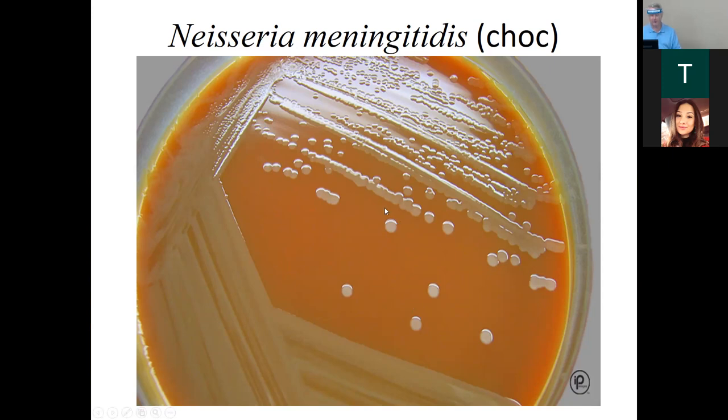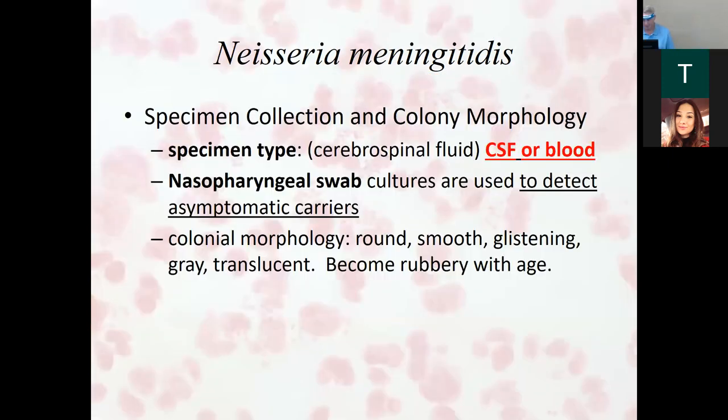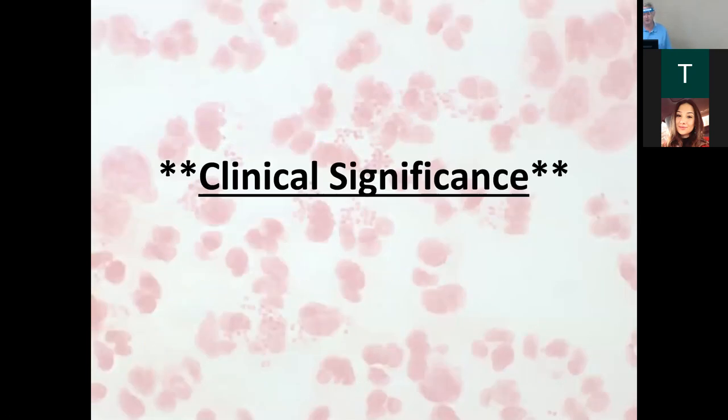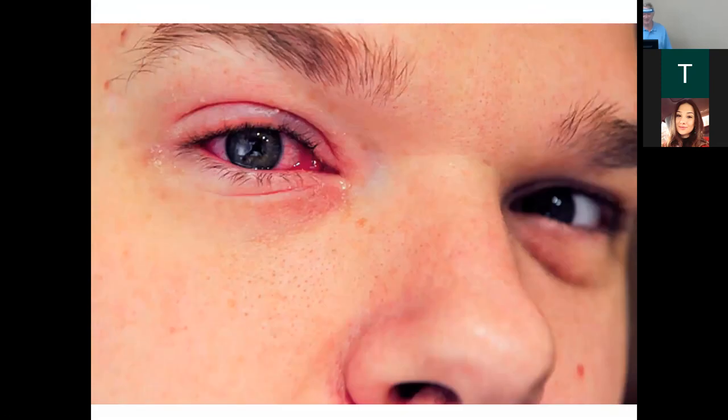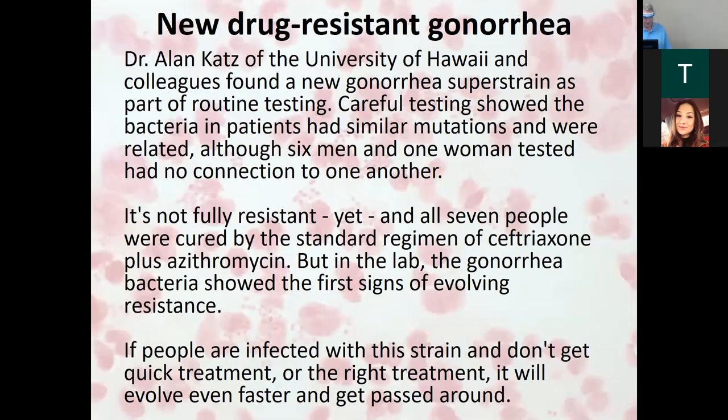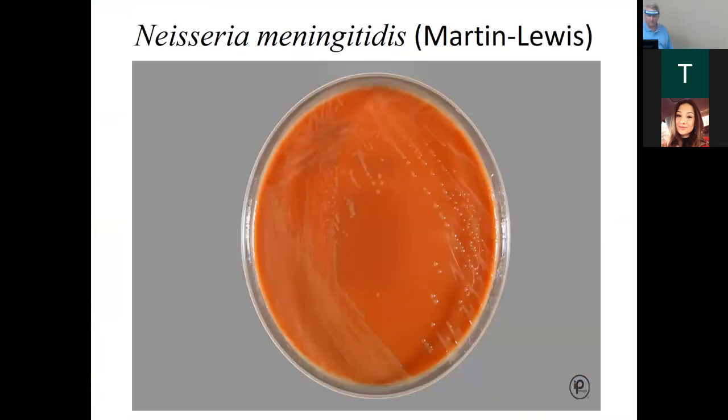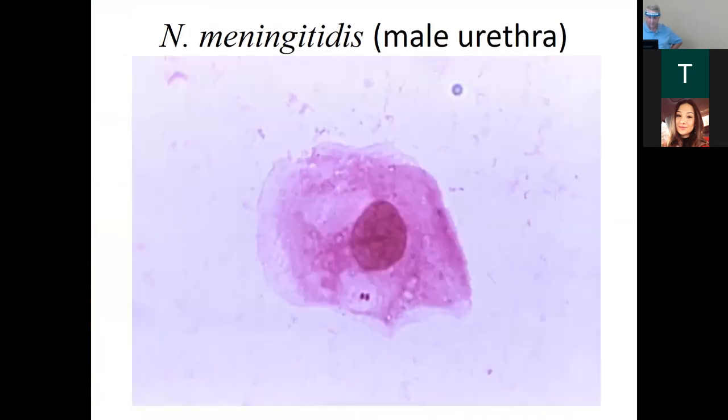You can definitely see the difference between meningitis and gonorrhea on the chocolate plate. Definitely a different look: a bigger, larger, flatter, more spread out colony. If you saw those side by side, could you pick out which one is meningitis? Hopefully. Here is meningitis on Martin Lewis, a specialized medium kind of like Thayer-Martin. That's the exudate from a male urethra.